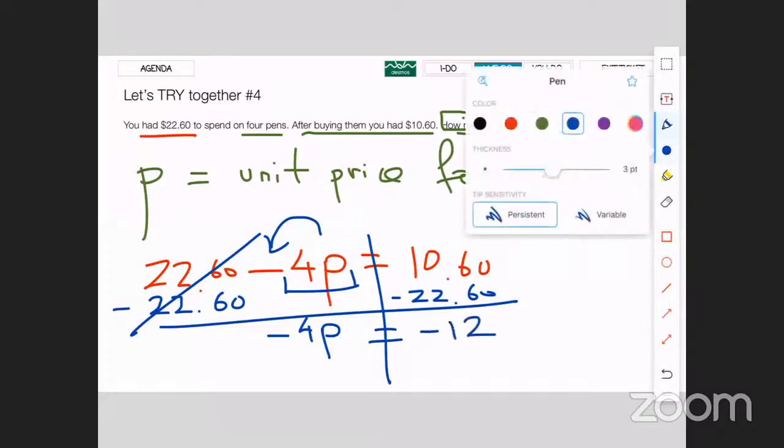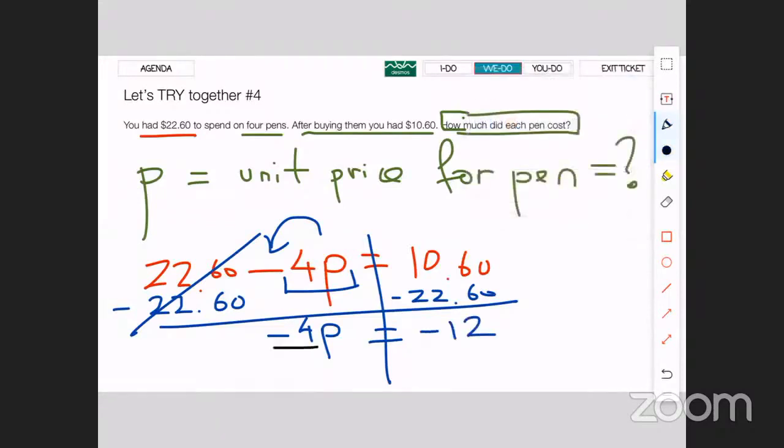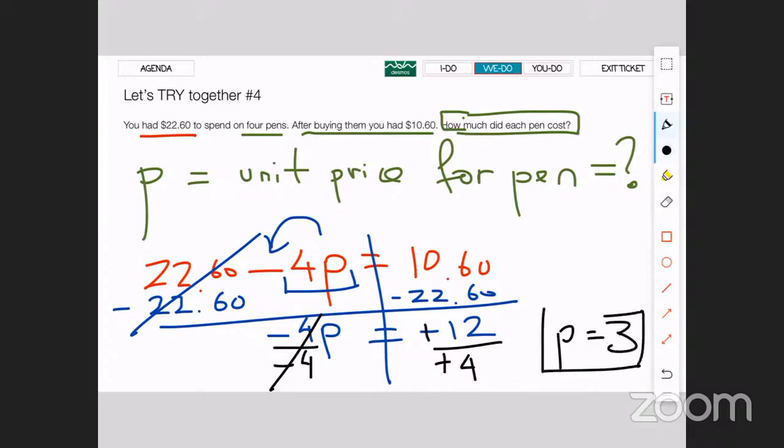So the last step is, take a look at what number you have in front of the variable, and that is negative 4. So divide by the same number on both sides of the equal sign. The negative 4s cancel out. Two negatives become positive, and P is equal to 12 divided by 4, and that is equal to 3. So that means you bought 3 pencils in this case.